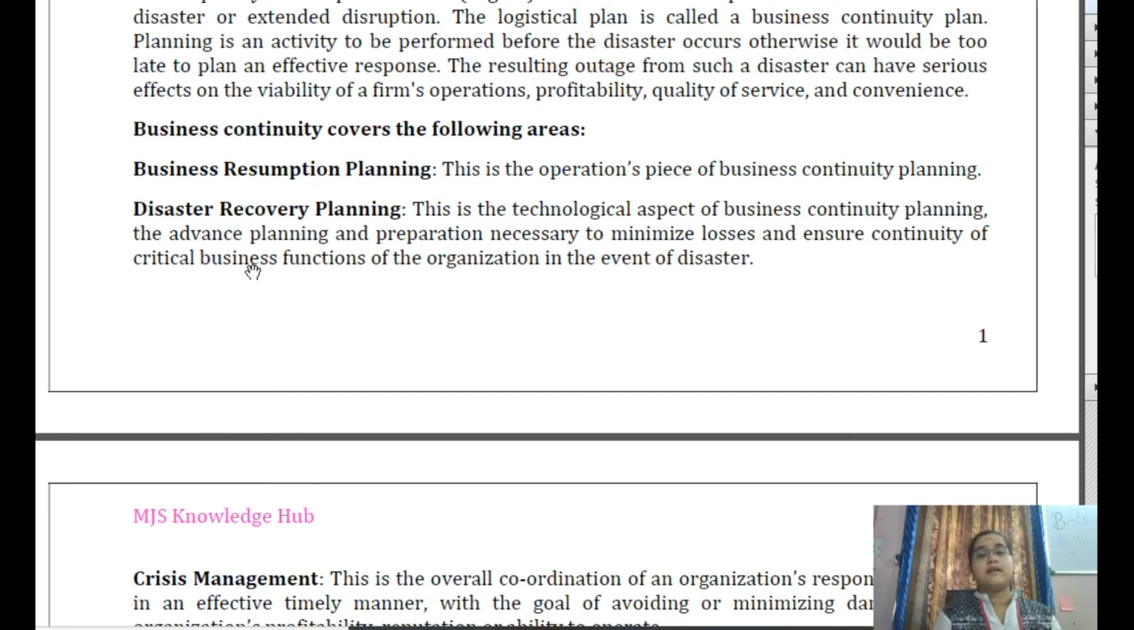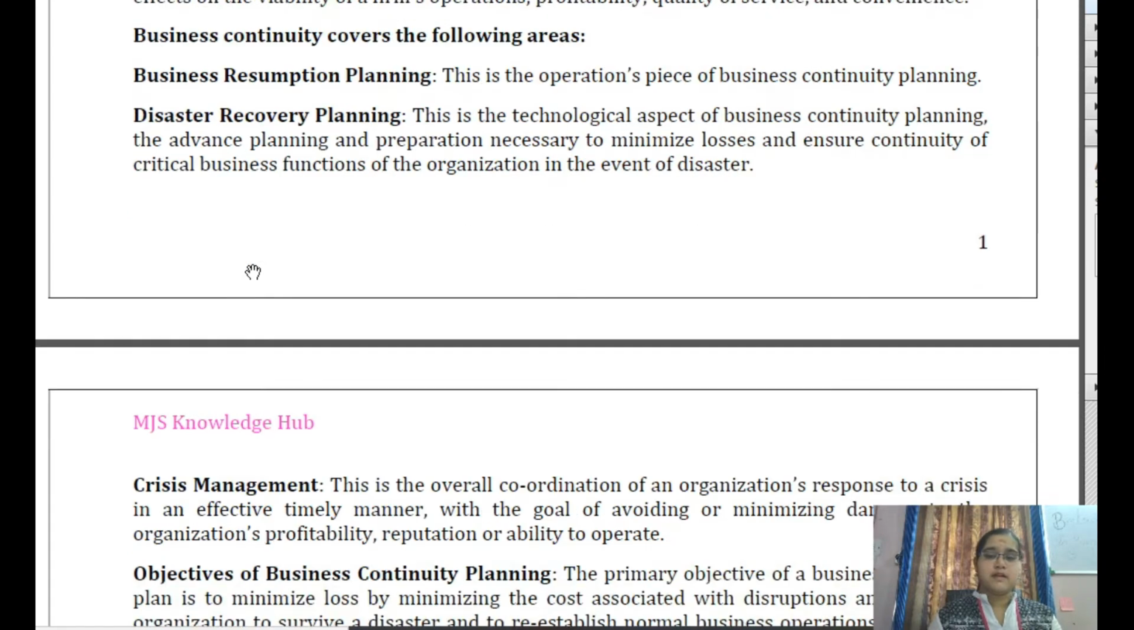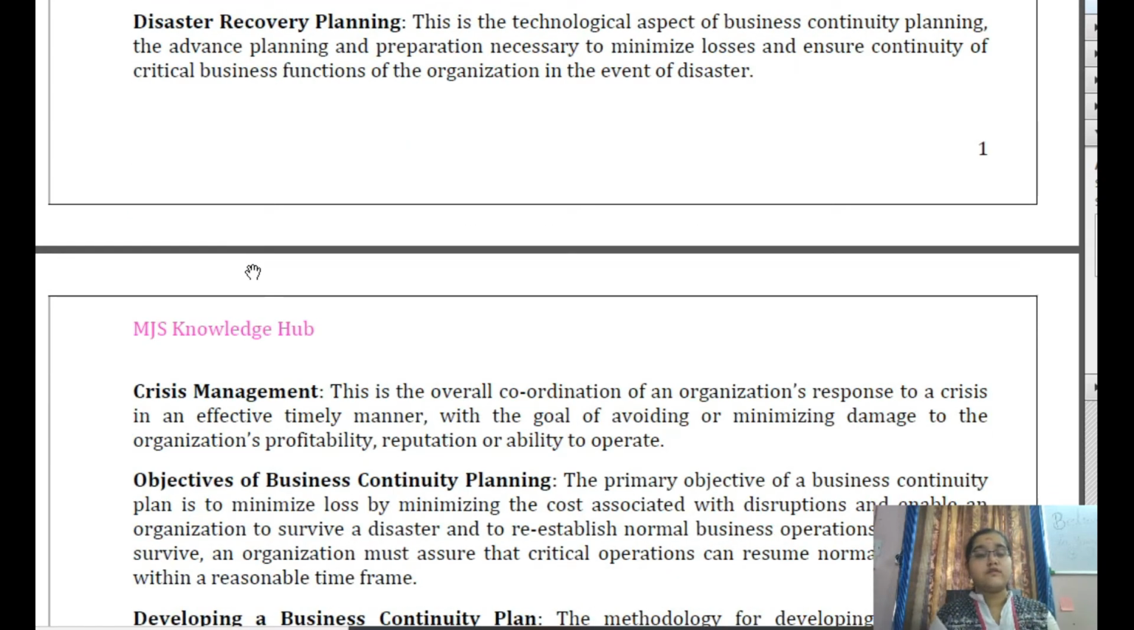Then disaster recovery planning refers to the technological aspect of business continuity planning, which will try to minimize the loss and ensure continuity of the critical functions, because the technological aspect is very important, as based upon technology itself the organization is providing the services. Then comes crisis management. This is the overall coordination of the entire organization in response to a crisis. It means if anything happens, all the departments must work together with effective coordination for recovering from the disaster.